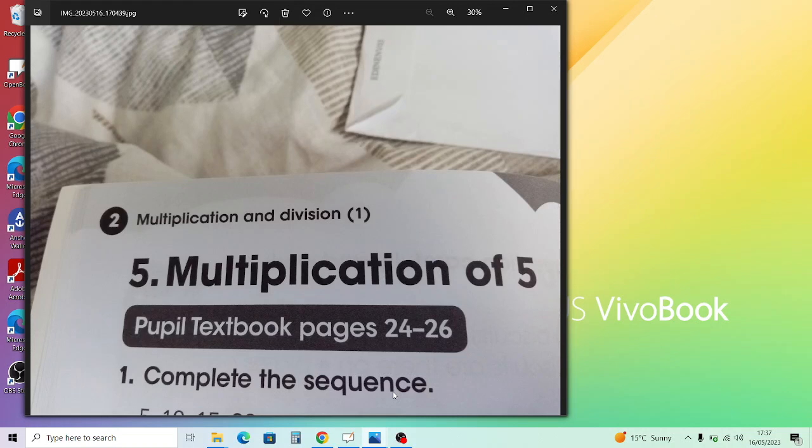So 3 times 5 again is 5, 10, 15. So they can hold up 3 fingers and they go 5, 10, 15. 5 times something is 35. So they go 5, 10, 15, 20, 25, 30, 35. How many fingers do I have up? 7. So it's 5 times 7. Okay, and so on and so forth. Fill in the missing numbers. These are your multiplications there.